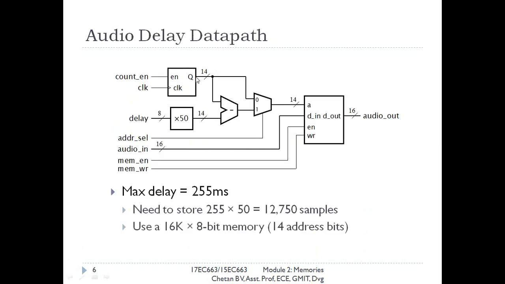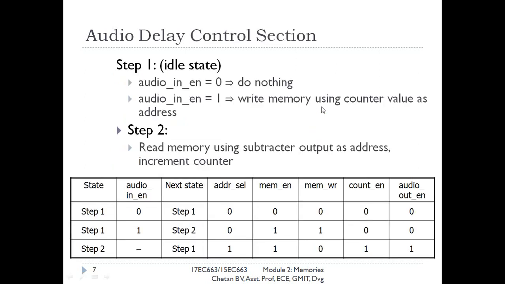So this is the counter value, the counter output. So this multiplexer select line will become 0. This will be made 0 by the control section. Therefore, the output of the counter will be taken as address by this memory component, and it will store the arrived input sample. In step 2, read memory.